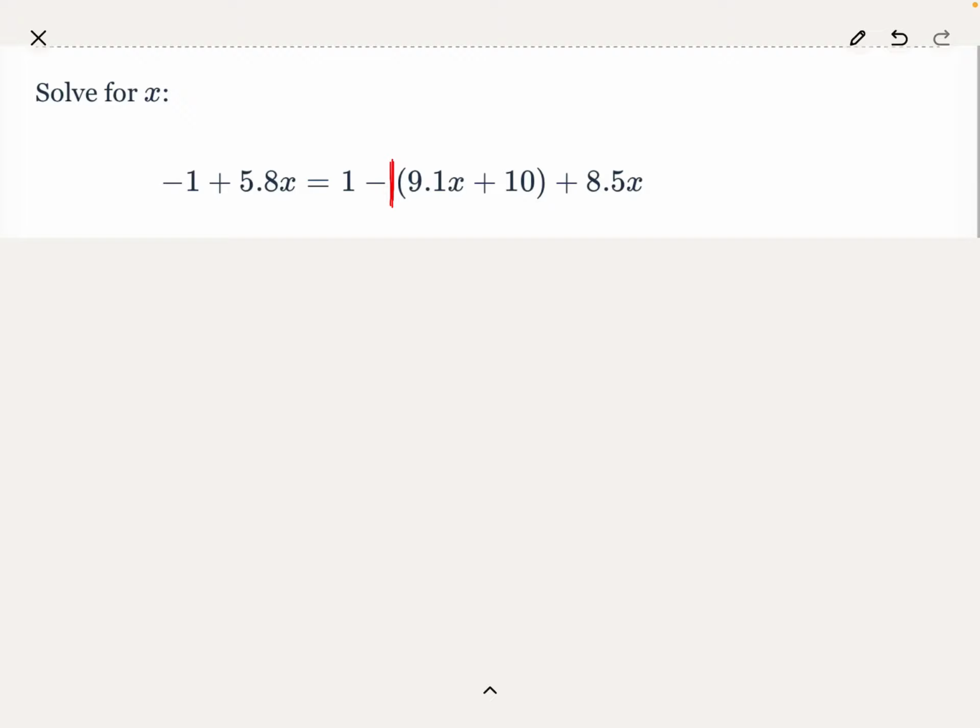So now, once I do that, very first thing, remember, is to get rid of the parentheses. So I got a negative 1 times 9.1. So that's going to be a negative 9.1x. And then I got a negative 1 times a positive 10. So that's going to be a minus 10. So now I'm just going to rewrite the rest of the equation. And then over here, this is 8.5x.